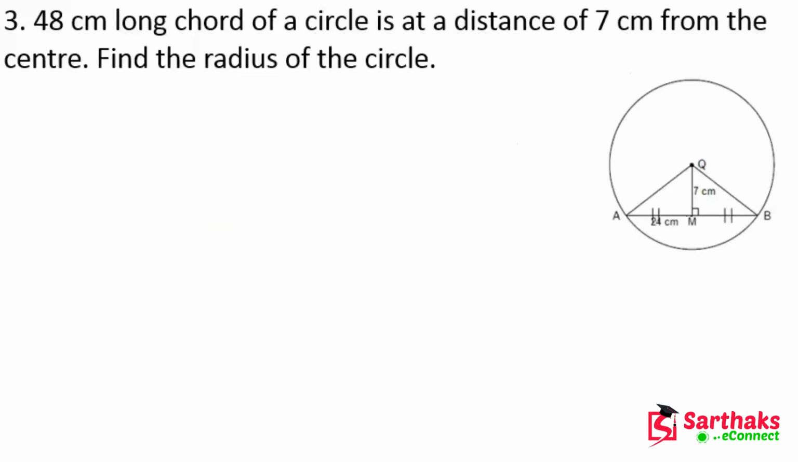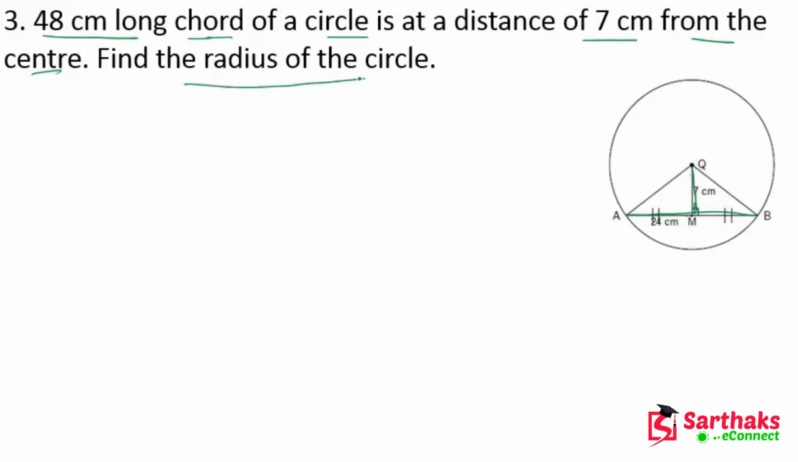Now the next question is: a 48 centimeter long chord of a circle is at a distance of 7 centimeter from the center. Here you can see that we have a chord AB which is 48 centimeter long, and the distance between the center and the chord is 7 centimeter, which means this distance OM.